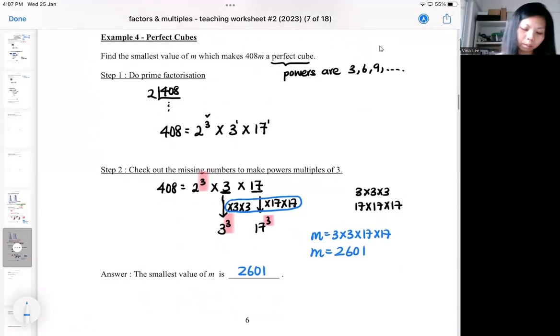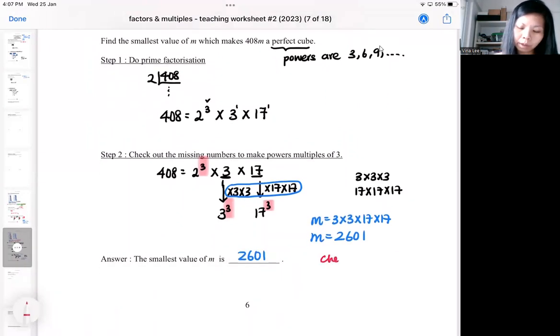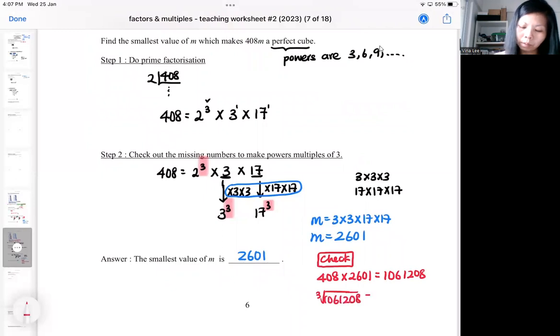So again, if you would like to do checking, is it possible to do some checking? Yep, you can do checking. The answer that you got, you multiply with 408. You will get a huge number. You try taking a cube root. It should give you a nice number to show that 408m is now a perfect cube.